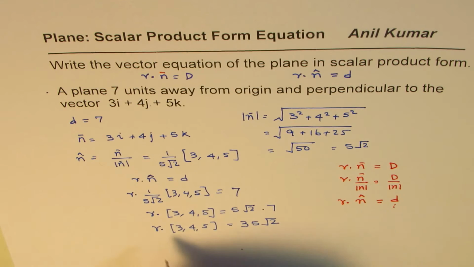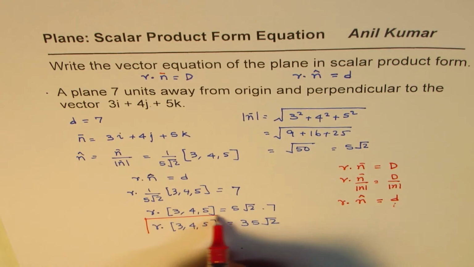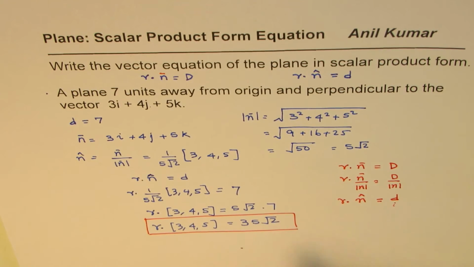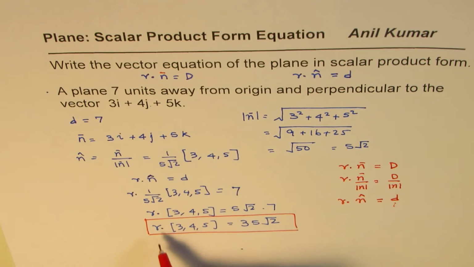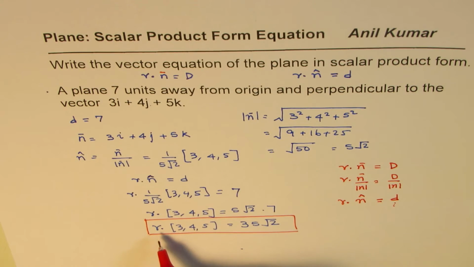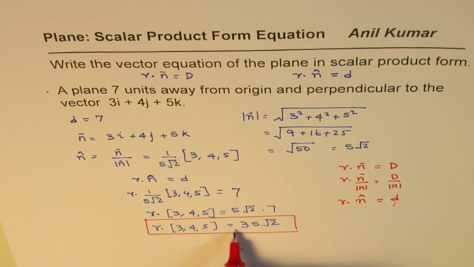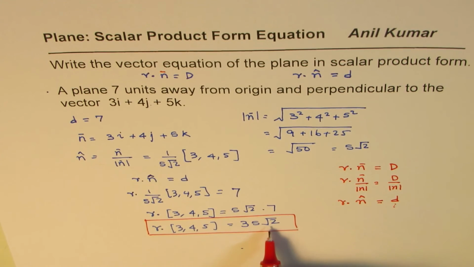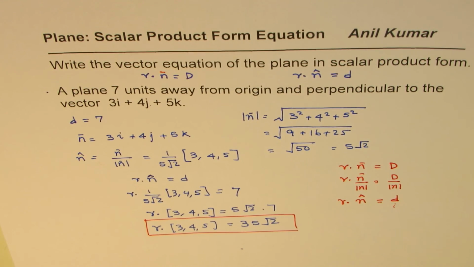So that becomes the equation of the plane, where r is the position vector of any point on the plane. That's the normal vector, and this dot product should be the scalar 35 square root 2, right? I hope that helps.